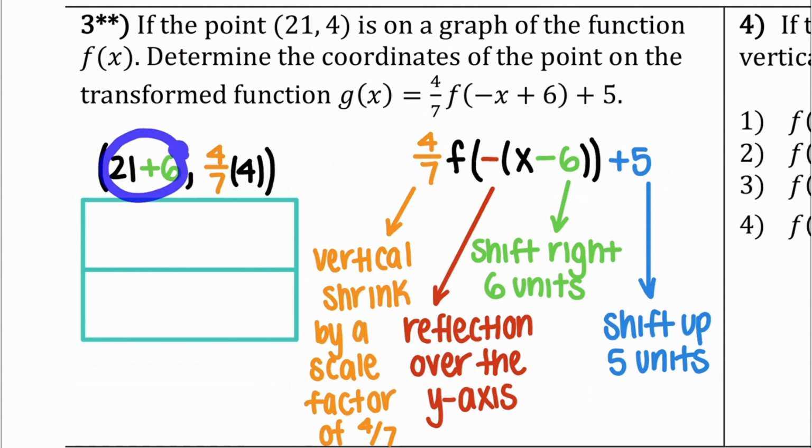I had a brain fart. Oh, 27. 27, and then over here, this is going to give us 16 over 7.